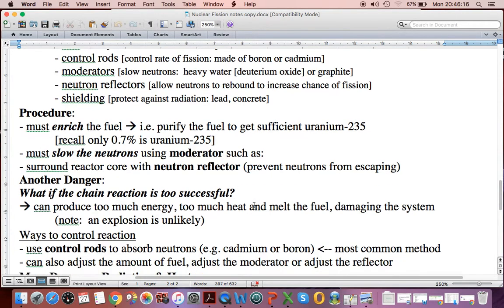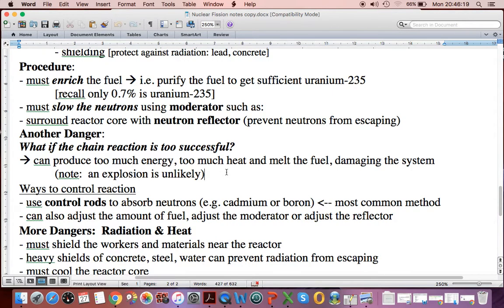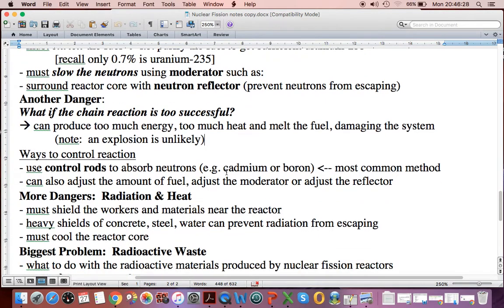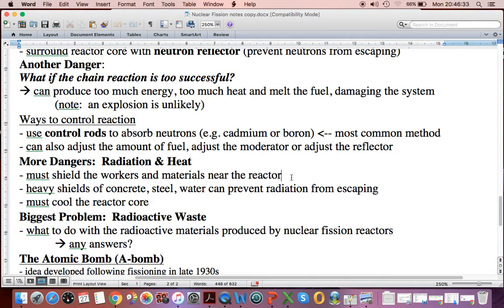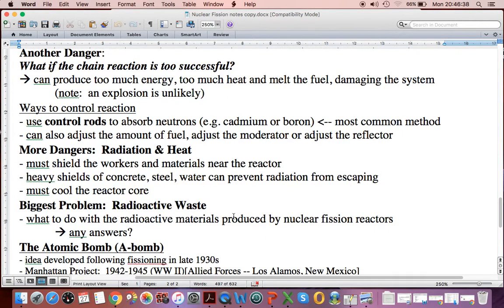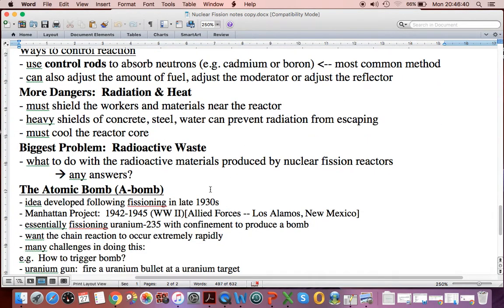If the reaction's too successful, we could generate too much energy, too much heat, and possibly melt the fuel. Possibly have a fire, although an explosion is unlikely. We've talked about using the control rods. We've talked about the shielding, keeping the reactor core cool. And the radioactive waste is typically considered the biggest problem. What do you do with this stuff? How do you store it safely? And generally that's a problem that we've created and we're leaving, hopefully, for your generation to solve.